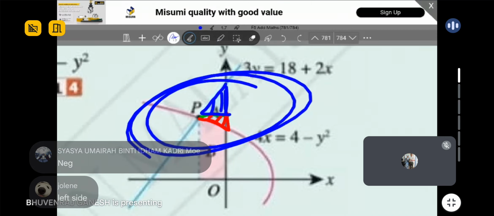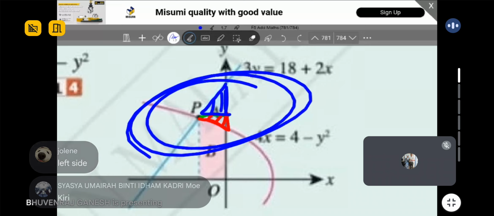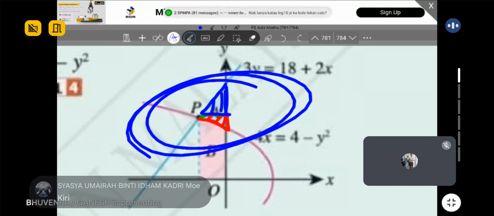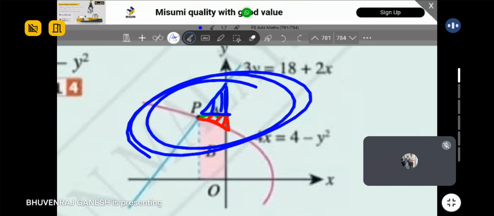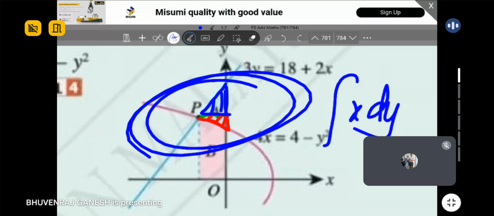Hafal kan? Okay, left side. Correct? Okay, so for me, my concept is kamu akan kamikan terhadap paksi y. Am I right? Your formula is like this. X dy. Correct? So we are using the limit on the y-axis. Kita guna had di atas paksi y untuk gantikan dalam persamaan x.